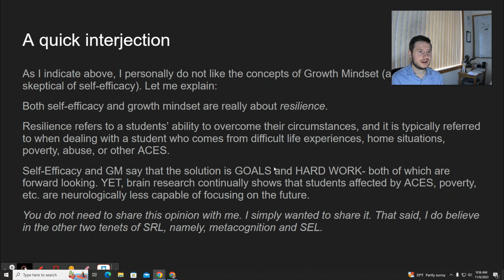So, again, I think self-efficacy is fine because it's a little bit more task-focused. And you can say, I think we need to make a goal of getting this task done together. Let's do it. But growth mindset, not a huge fan.